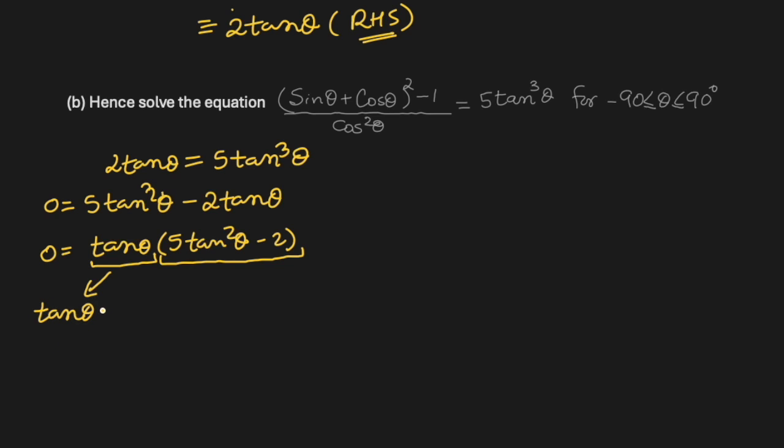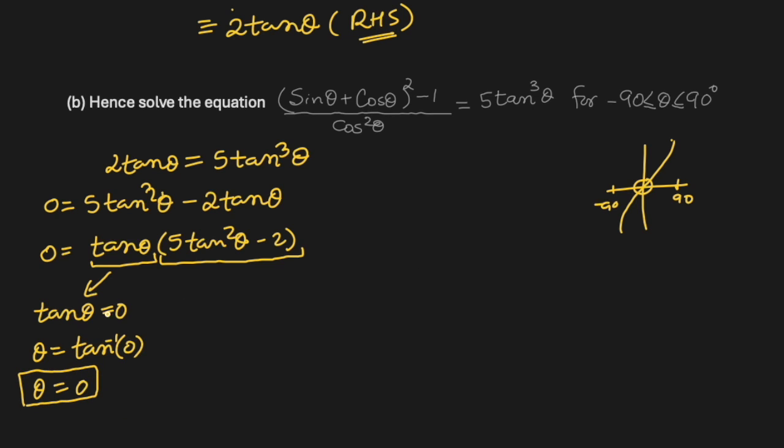So tan theta is equal to 0. So theta is equal to tan inverse 0, and theta is just 0. If you remember the graph of tan, let me show you here. Graph of tan looks like this. This is 90, this is minus 90, and they are the asymptotes, and it goes like this. So there is only one place in tan's graph where tan theta is 0, right? So this is the only answer we can have from here.